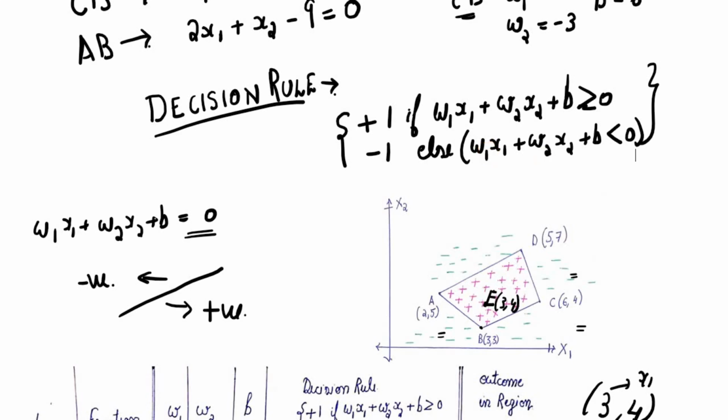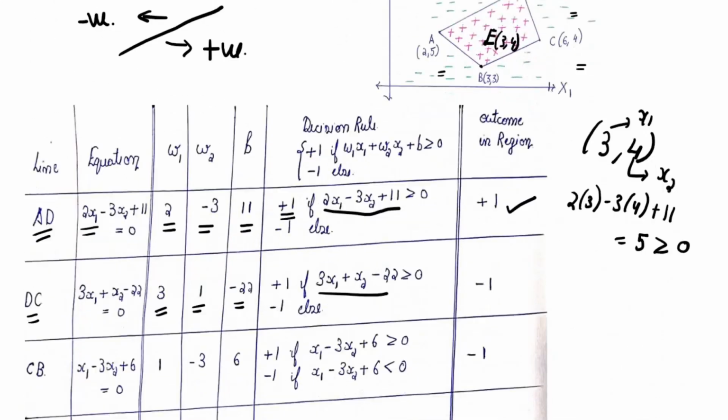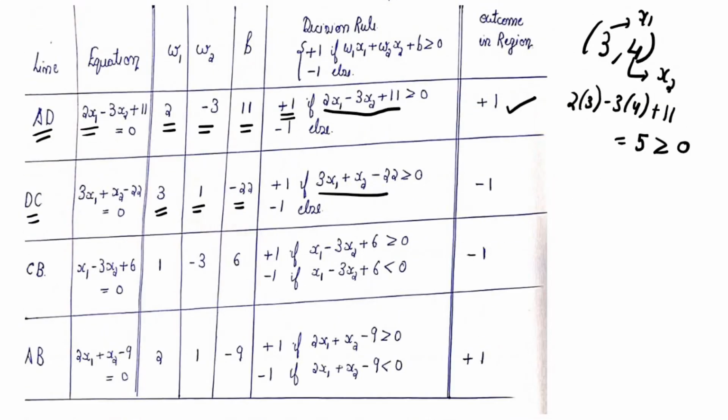Now, we will validate it with the point (3, 4) which we have considered over here, and then we will calculate 3 times 3 plus 4 minus 22. And this is a term which is very less than 0. It's minus 9, which is less than 0. So over here, the outcome is going to be negative. So we followed the decision rule, outcome is negative.